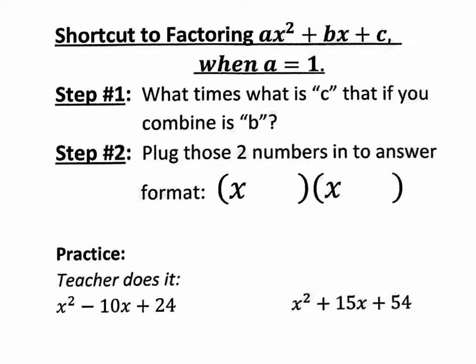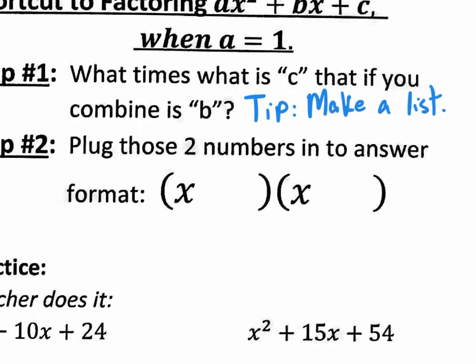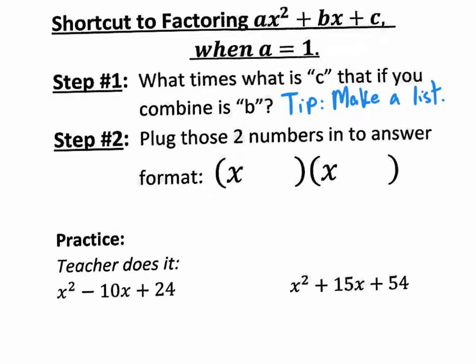And let's also jot this down. Let's put tip: make a list. Okay, so only if you're stuck, make a list. Now, once you find that pair of numbers, what pair of numbers am I talking about? What times what is c that if you combine gives you b? And once you have that pair of numbers, you're going to plug it into your answer format. Okay, so that might sound confusing, but watch this first example.